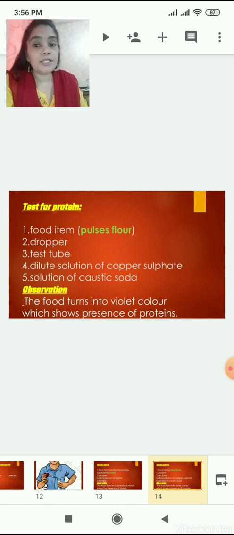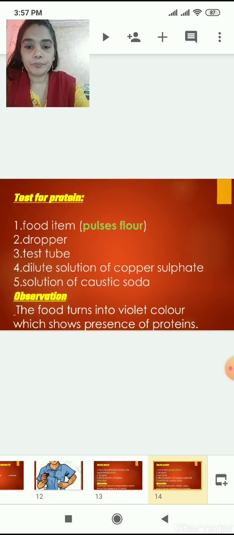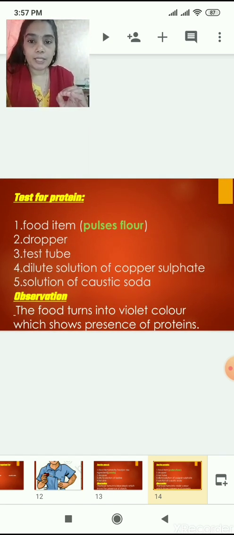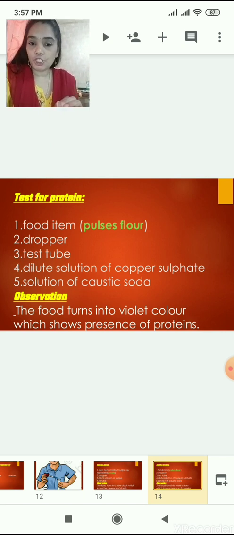So we are going to conduct these tests. Now quickly in your notebook put question 2 and write test for protein. So the apparatus required are pulses flour, then dropper, then test tube, then dilute solution of copper sulfate, then caustic soda. So what did we observe? We observed that food turns into violet color, which shows the presence of protein.